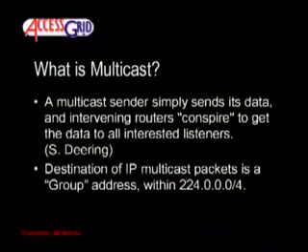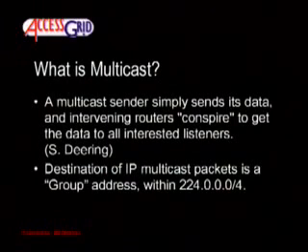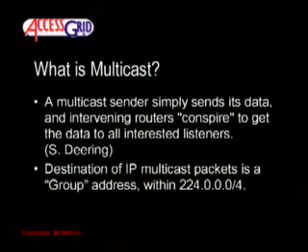So, first of all, we should talk about what is multicast. Well, multicast is an IP delivery mechanism. We're all familiar with unicast. We've got a sender, a source, and a destination address on a packet. In the multicast world, instead of sending to one destination, you send to a multicast group. And the intervening routers between your sender and all the receivers who are interested, they all conspire.